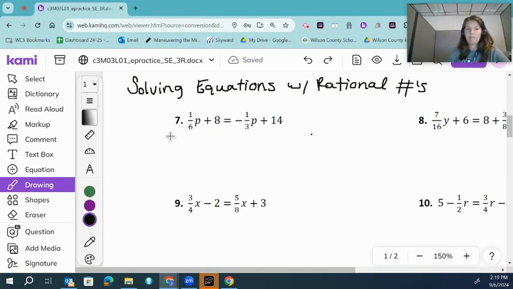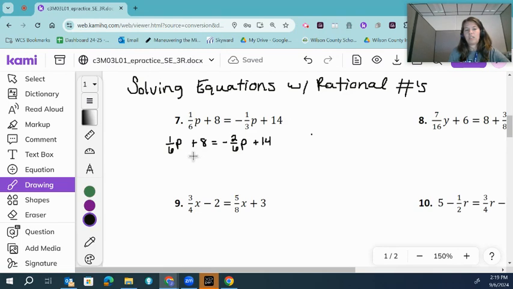So I'm going to rewrite my equation as 1/6 p plus 8 equals -2/6 p, because when I turn my 3 to a 6, I multiply by 2. Whatever I do to the bottom, I have to do to the top. That gives me -2/6 p plus 14. Then from here, I'm going to solve it just like normal.